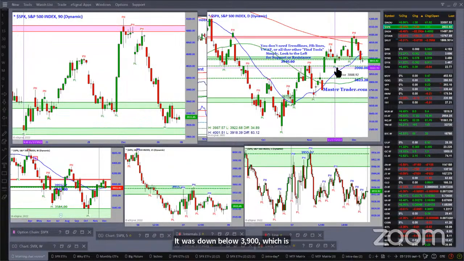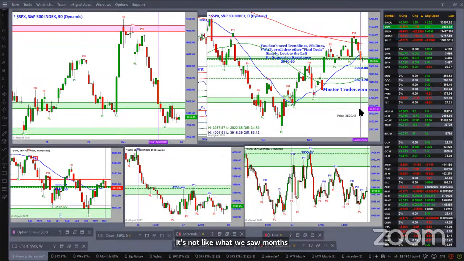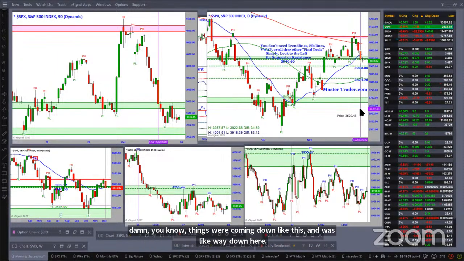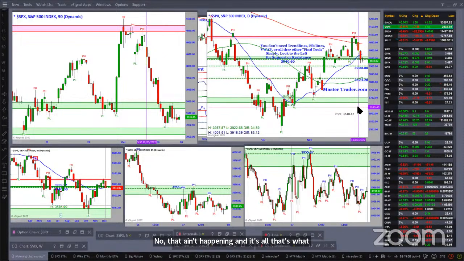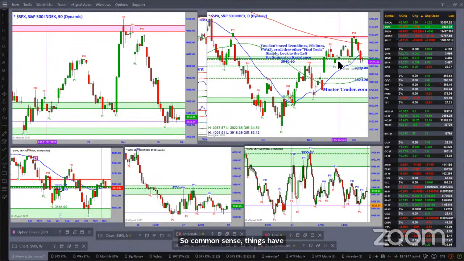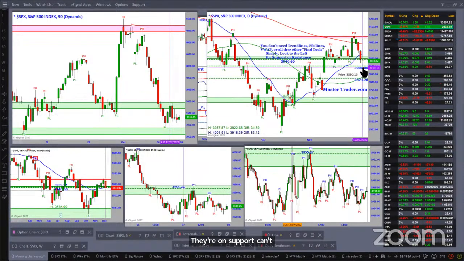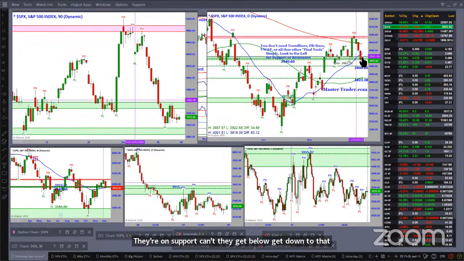So it's close. It's not like what we saw months ago where it's like, damn, things were coming down like this and was like way down here. No, that ain't happening. And that's what I refer to as a no-brainer type of scenario. It's just highly, highly unlikely to get there. So common sense, things have gone down multiple days in a row. They're on support. Can they get below or get down to that 38.80? Well, of course they could, but they travel this far.